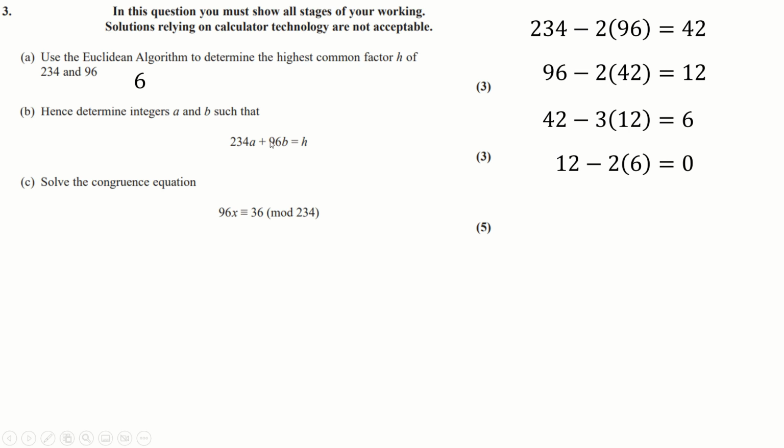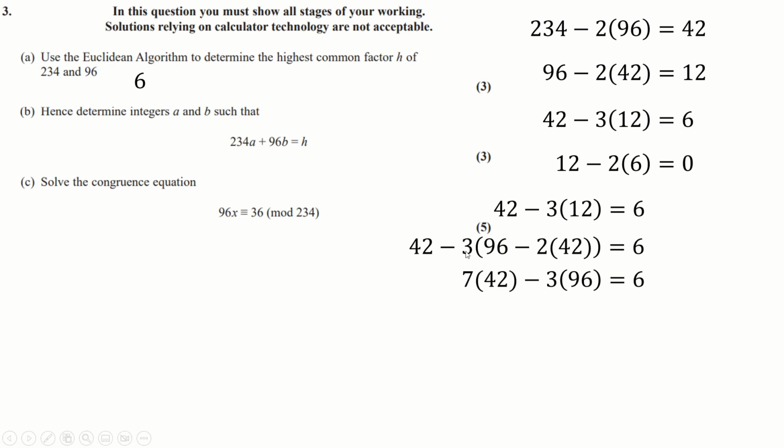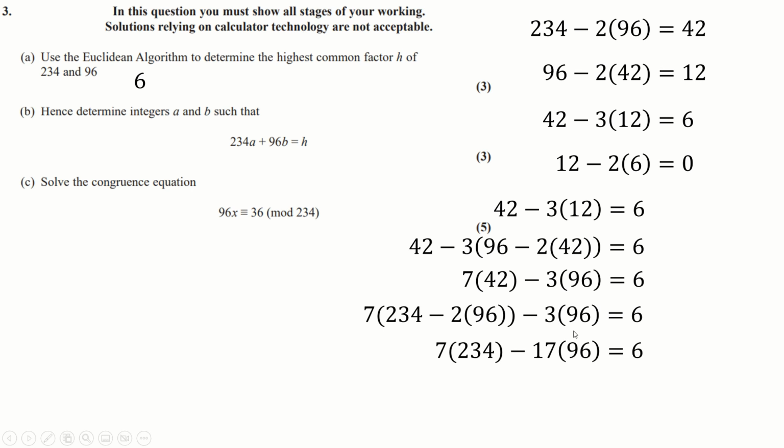Hence determine this. This is just when we go backwards from here. We start with this line here, and then we say 12 is just this line here. So let's put this line in for 12, and then arrange that in terms of, well, 1 copy plus 6 copies of 42 is 7 of them, minus 3 copies of 96. And then you take this line here for 42, and you put that into here to give you this. So that's 7 copies of 234, minus 14, minus 17 copies of 96. And of course, check in the calculator that's right, but otherwise you'll have your 2 answers.